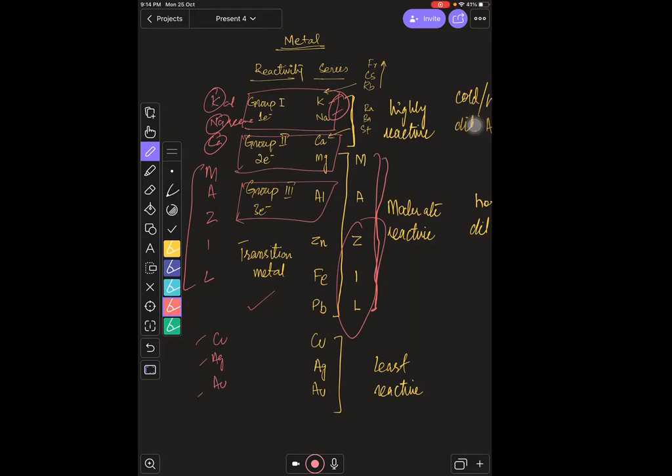dilute acids. Why? For the storage of these metals, we need to use oils, right? We just need to store them in oils. Otherwise, they are not able to stay in the natural atmosphere where we are living. They are going to react with the moisture of the air. So that is why they are highly reactive.